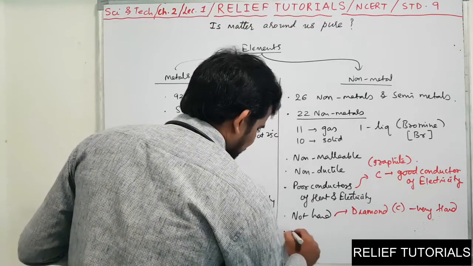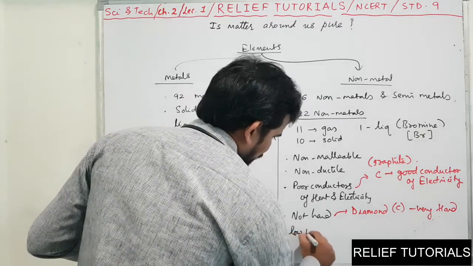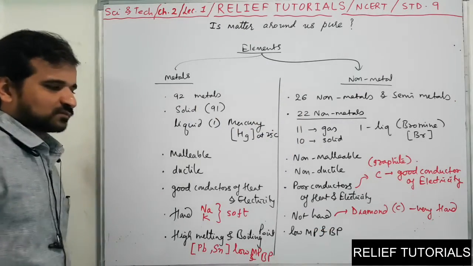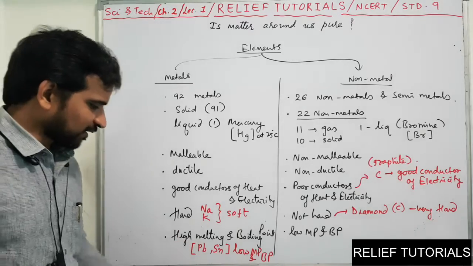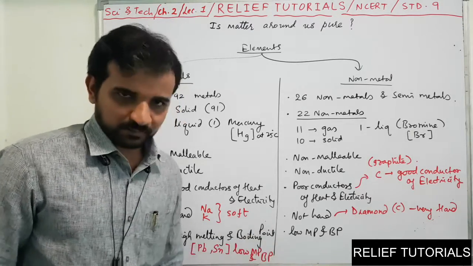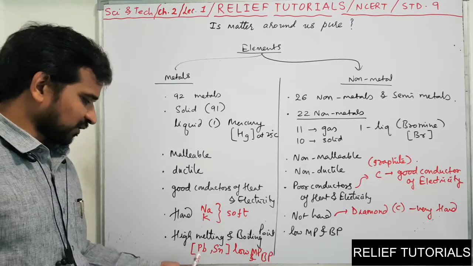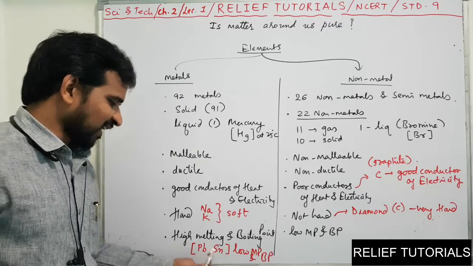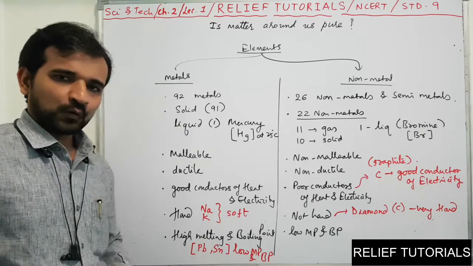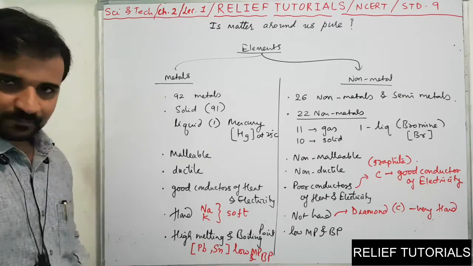Non-metals normally have low melting and boiling points. Metals have high melting and boiling points. Non-metals have low melting and boiling points. We have seen some exceptions in metals: lead and tin are the two metals having low melting and boiling points.